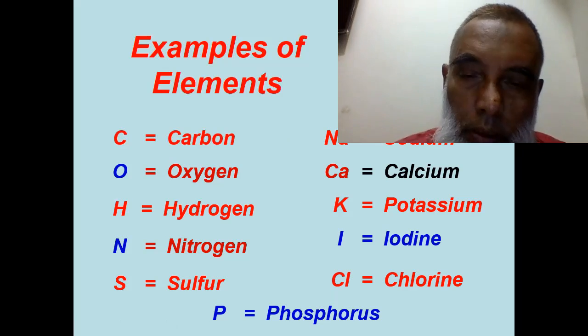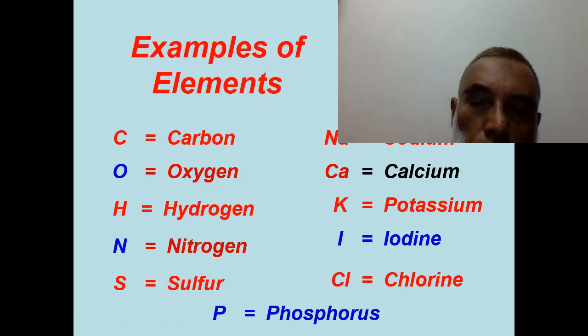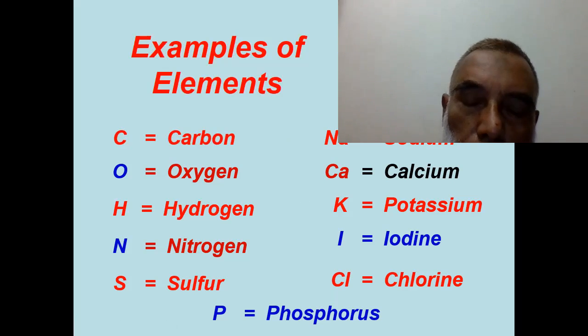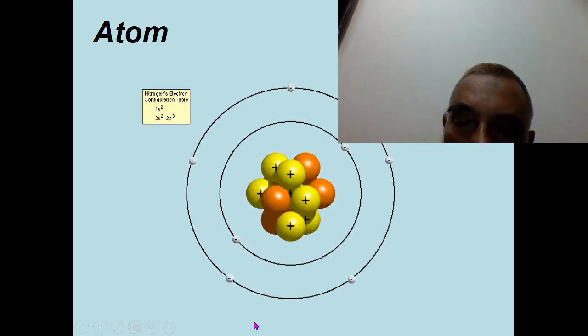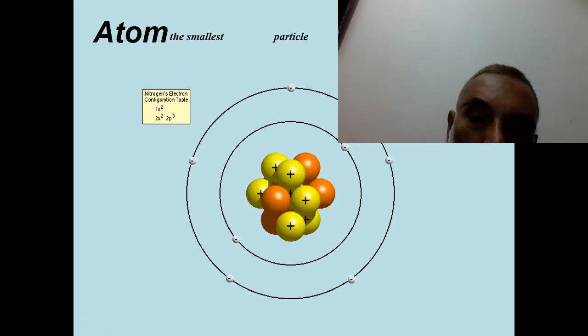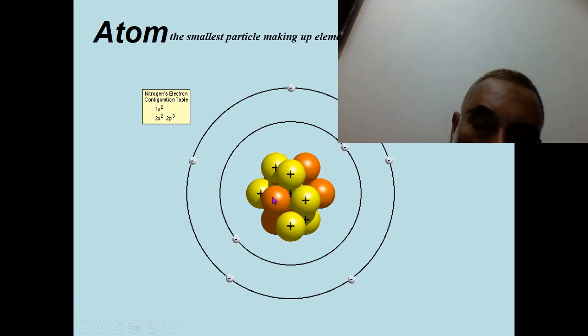Today, we are going to discuss some other aspects of this atomic structure. These are different atoms: carbon, oxygen, hydrogen, nitrogen, sulfur, sodium, calcium, potassium, iodine, chlorine, phosphorus, etc. And you have already been acquainted with the subatomic particles, the smallest particles in the element. These subatomic particles are proton, neutron, and electron.